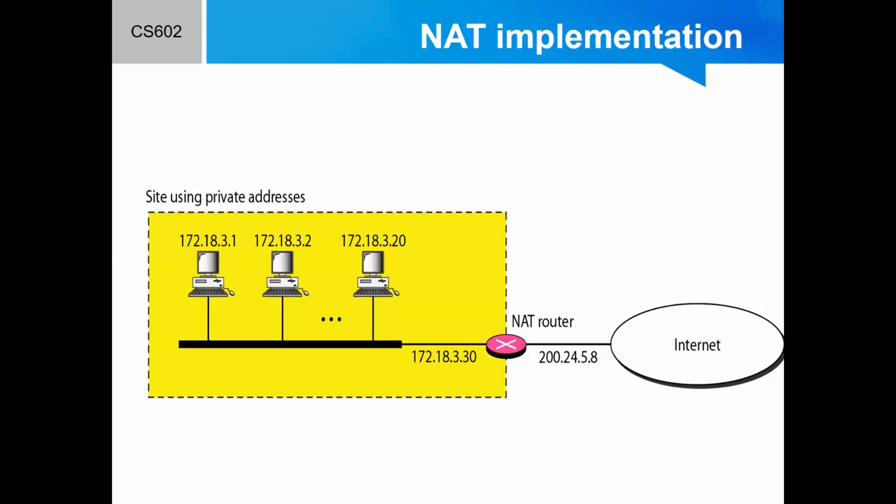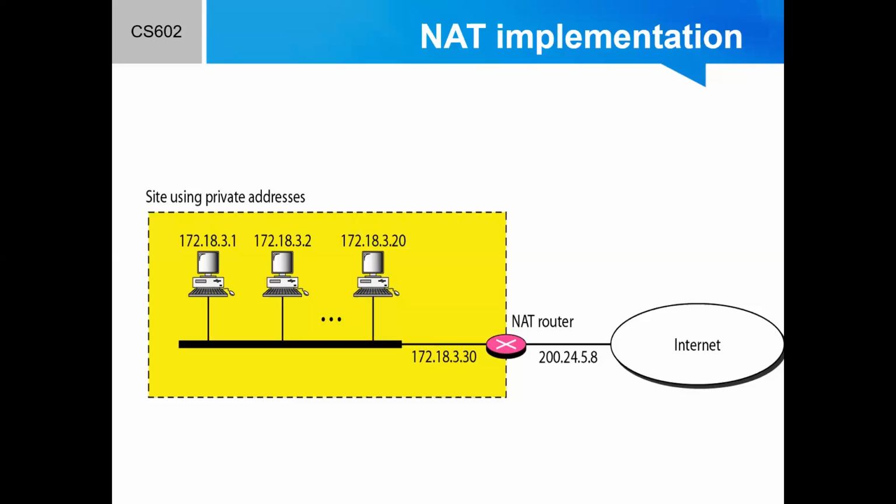Everyone knows that these reserved addresses are for private networks. They are unique inside the organization, but they are not unique globally, right? No router will forward a packet that has one of these addresses as the destination address. The site must have only one single connection to the global internet through a router that runs the NAT software.